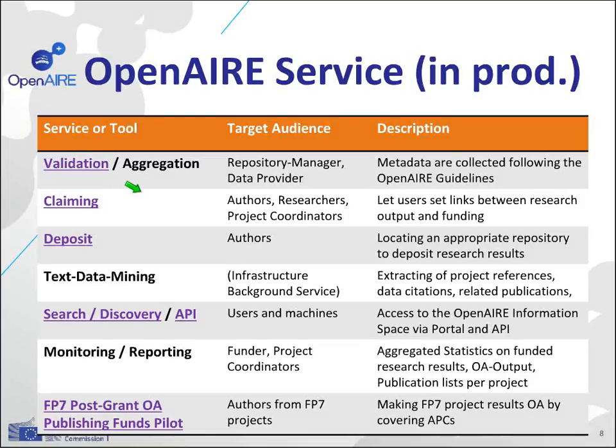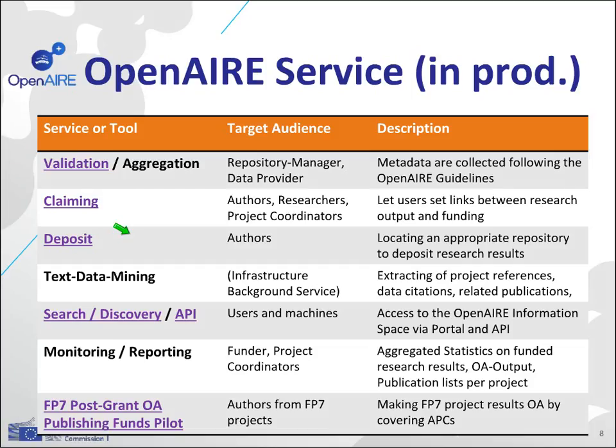There are cases where a publication or a research data set is not available in a repository or cannot be harvested by OpenAIRE, but needs to be linked to a project or needs to be interlinked between a publication and a data set. Therefore, we have claiming functionality allowing authors, researchers, project coordinators, or other people to interlink their research output or link it to funding.